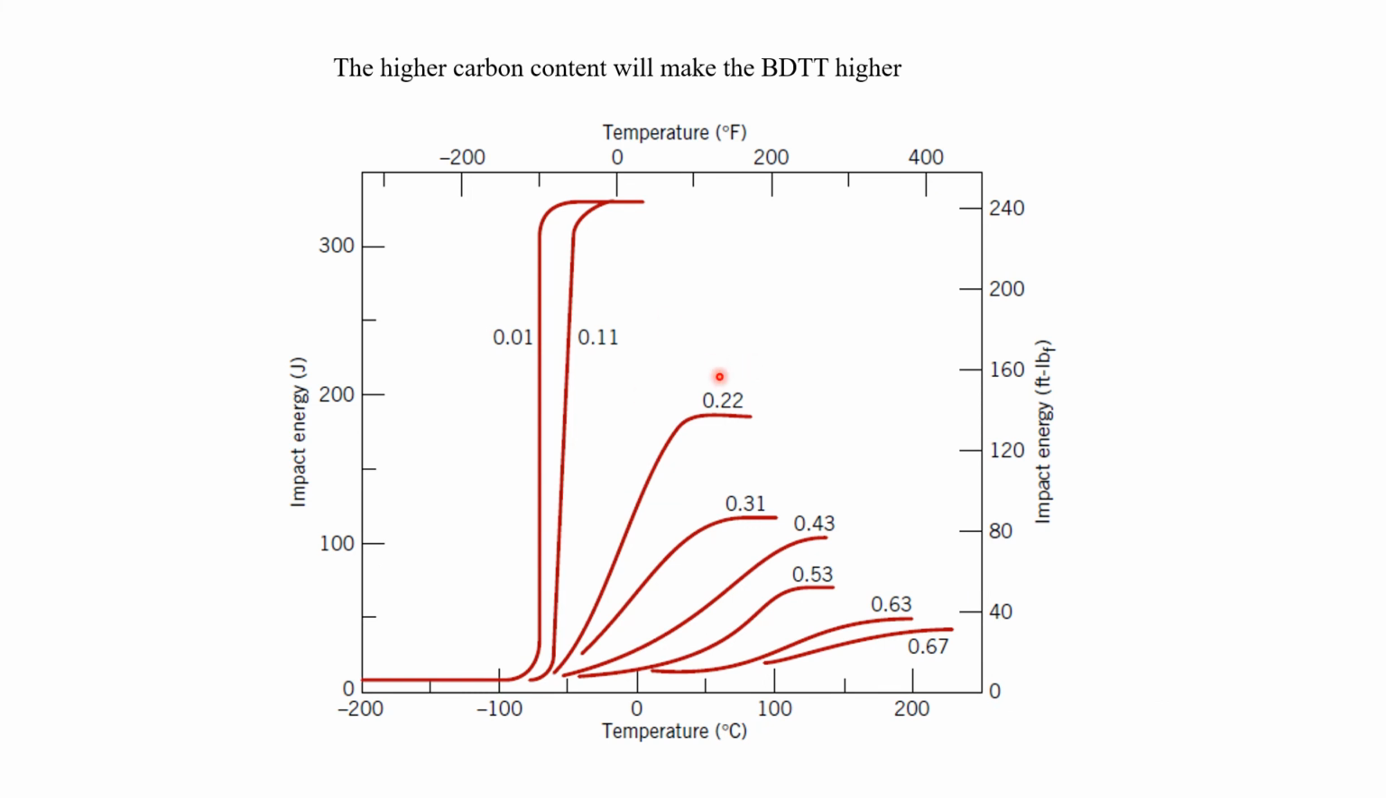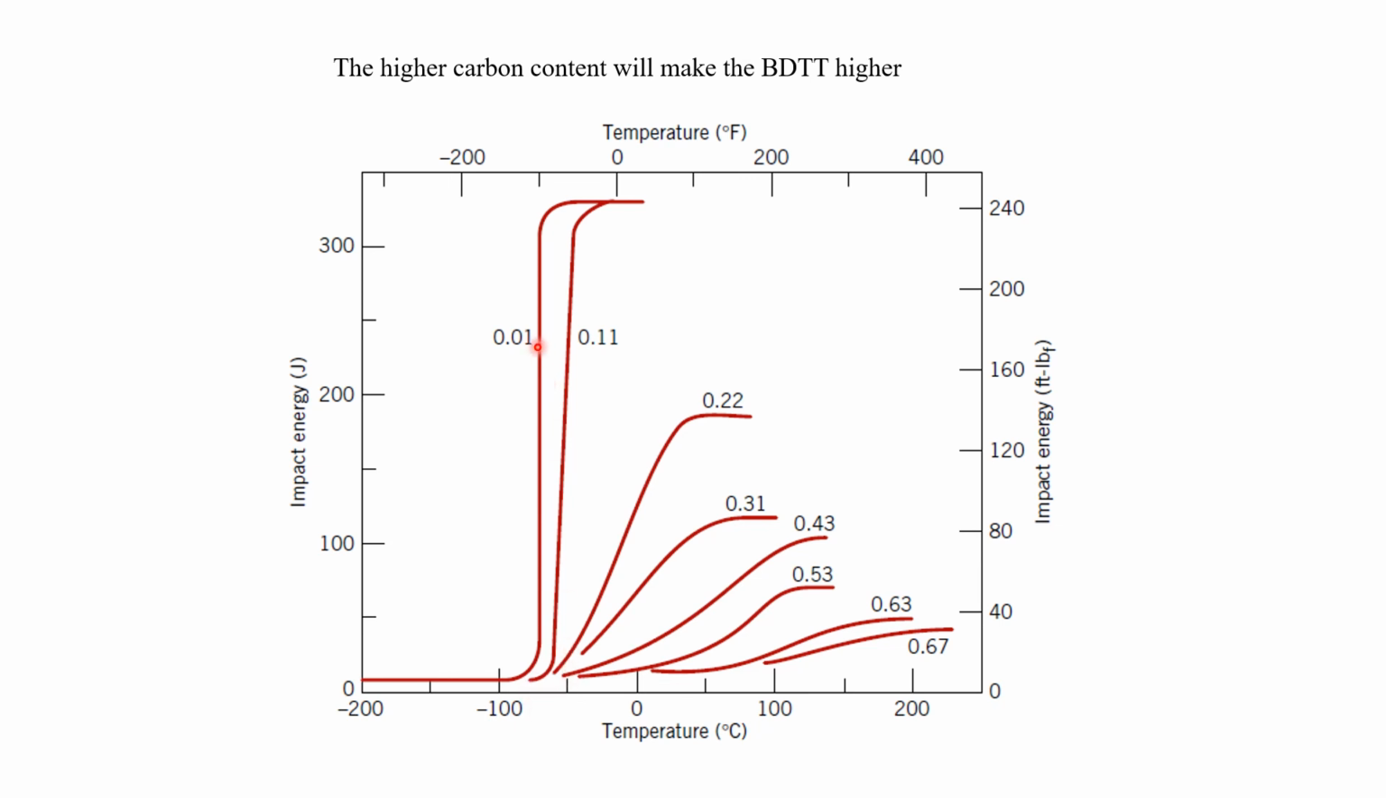You could use the result to compare with the reference from a textbook. Here's the reference graph from one of our textbooks. As you can see, the x-axis is the temperature in Celsius, and the y-axis is the impact energy. This graph is for different carbon contents. For a very low carbon content, you have a very sharp S-curve at a temperature of pretty much minus 75 C.